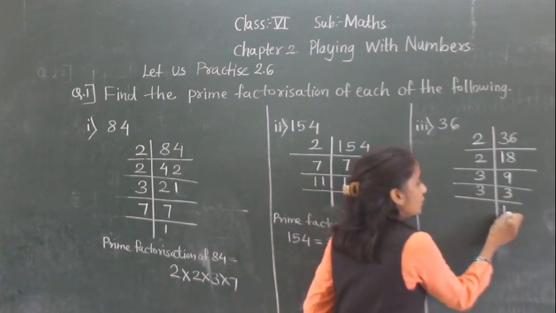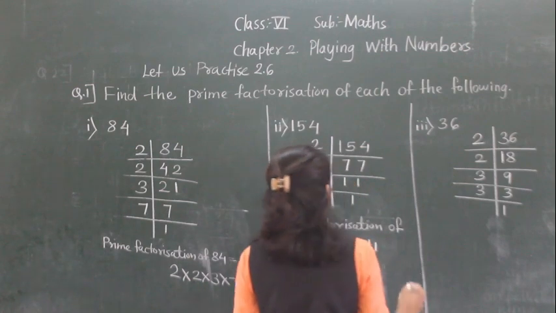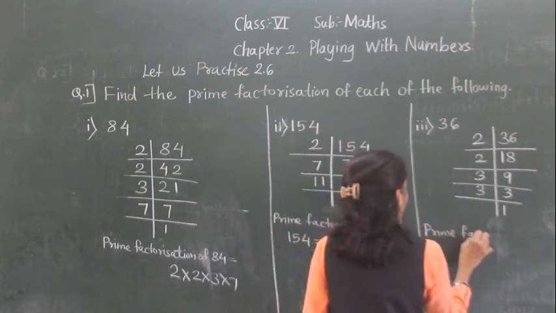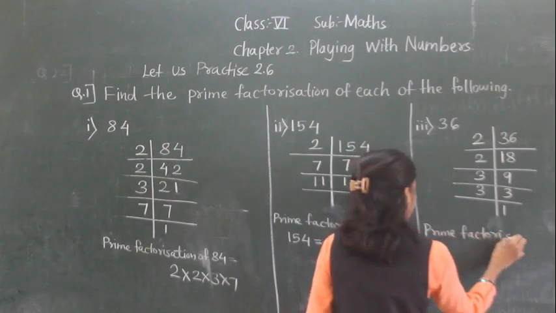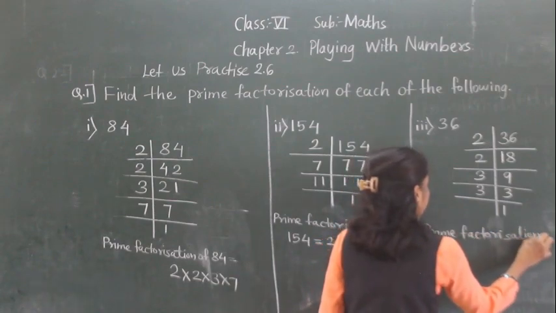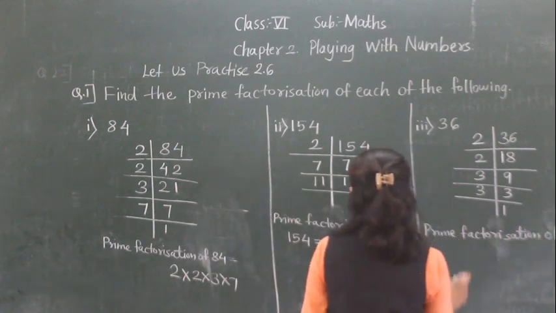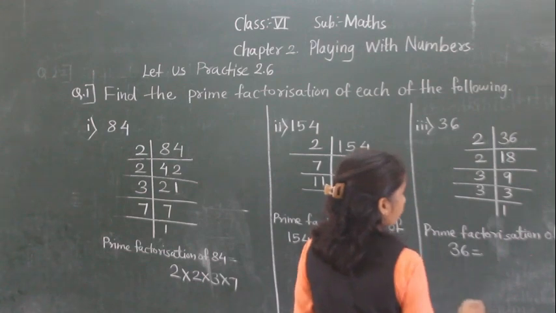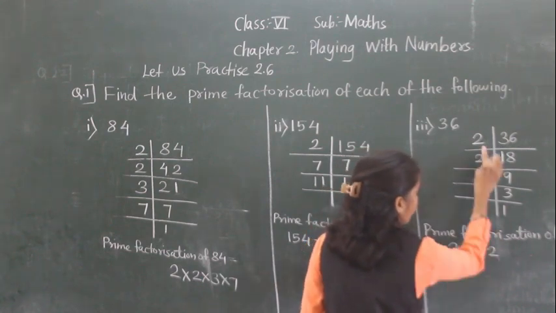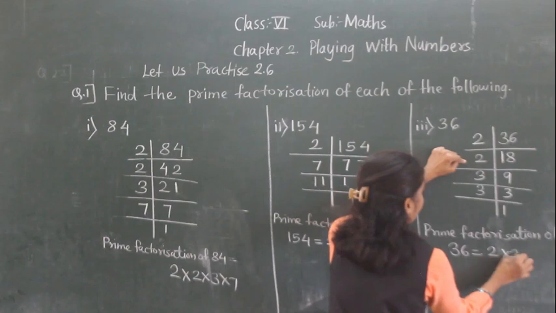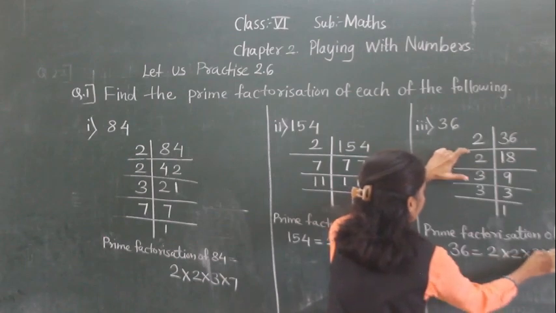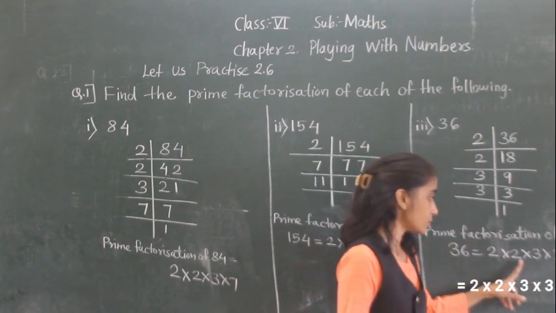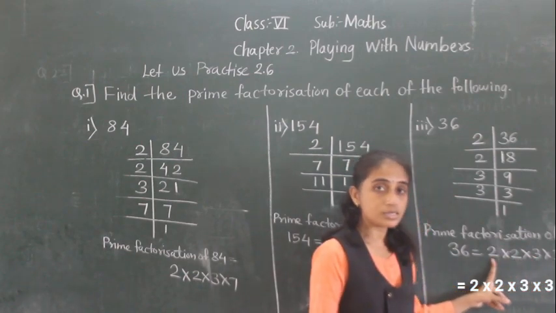Now what are we going to write here? Prime factorization of 36 is 2 multiplied by 2 multiplied by 3 multiplied by 3. See, 3 3s are 9. 9 2s are 18. 18 2s are 36.